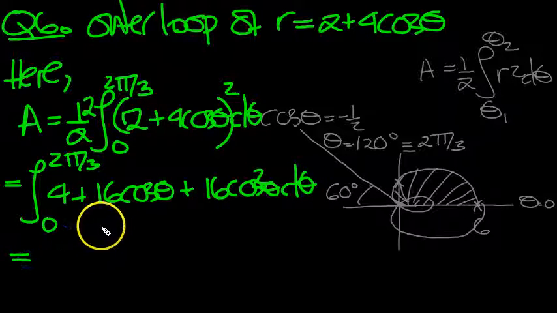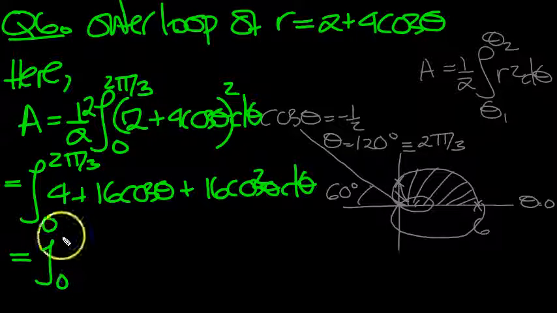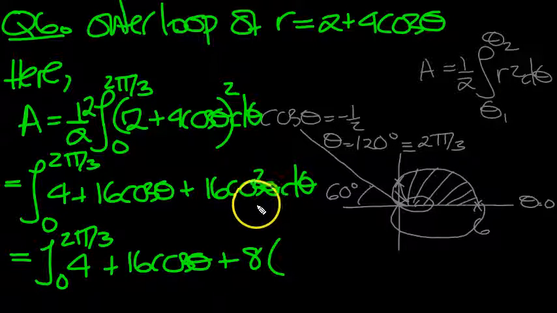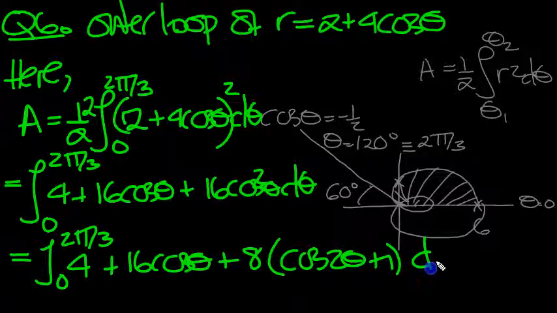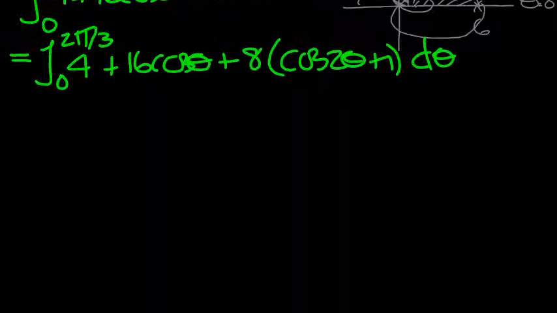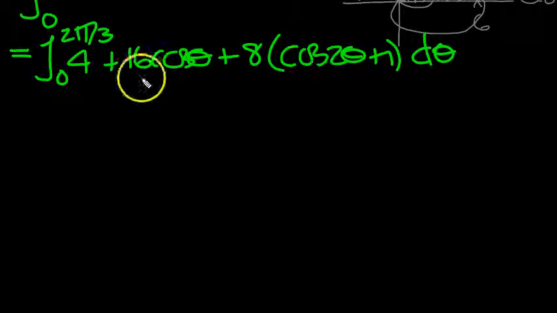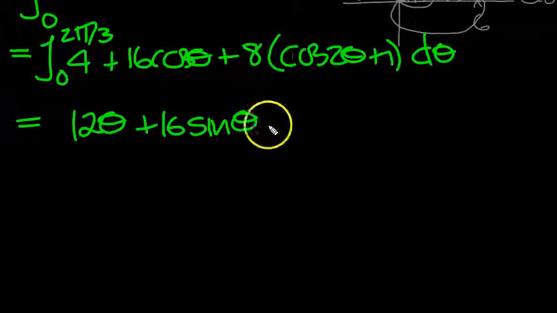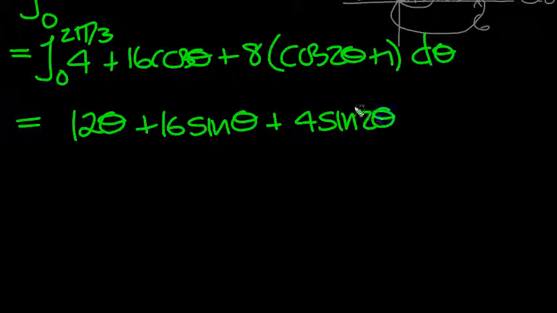So that's equal to then, let's just carry on with the integral, 0 to 2 pi over 3, 4 plus 16 cosine theta plus, now 2 cos squared, so I've got an 8, and we can replace the 2 cos squared by cosine 2 theta plus 1 d theta. There we go. So let's work out this now then, shall we? So we've got a 4 plus an 8 here, which is 12. So when we integrate 12, we get 12 theta. This integrates to 16 sine theta, doesn't it? And this cos with 8 integrates to 4 sine 2 theta.